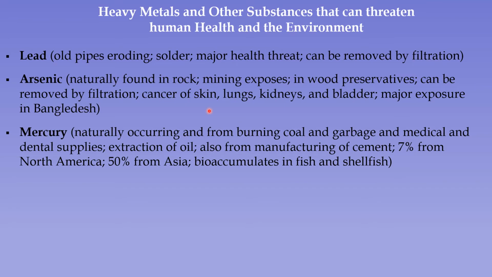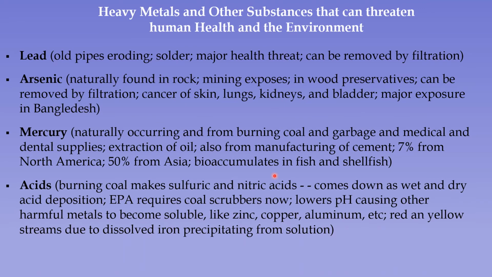Then we have mercury, which we've talked about a whole bunch because we talked about it when we talked about air pollution and mercury getting in the air from burning coal. Well, that mercury can also settle out of the air and into our water. It can also get into the water by us burning trash that contains mercury, and medical and dental supplies. Mercury also a little bit can come from the extraction of oil and manufacturing of cement, which you learned before. The big problem with mercury is that we can get it by eating fish that mercury has bioaccumulated in from the mercury that got into the water.